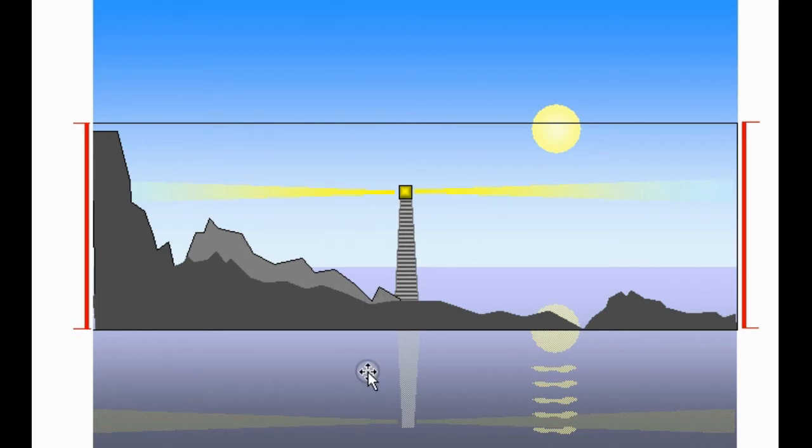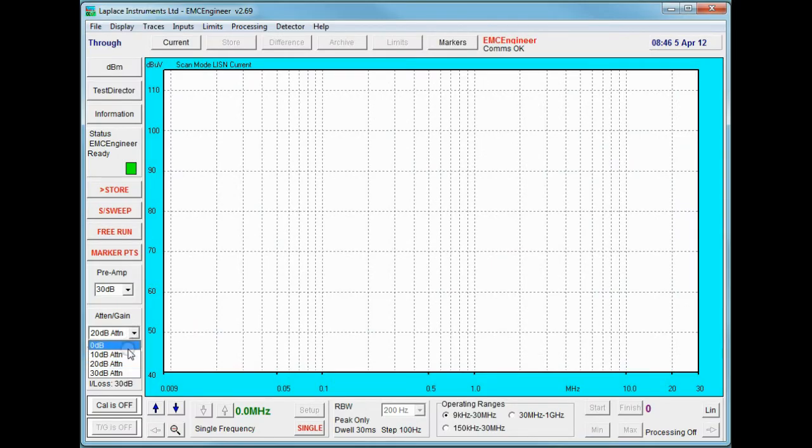So now let's return to the analyzer screen and run through the same procedure. We first select the highest attenuation level, 30 dB. Just for confirmation, we show the input device in this area here. So we are now ready to make our first scan. Click on single sweep and off we go.